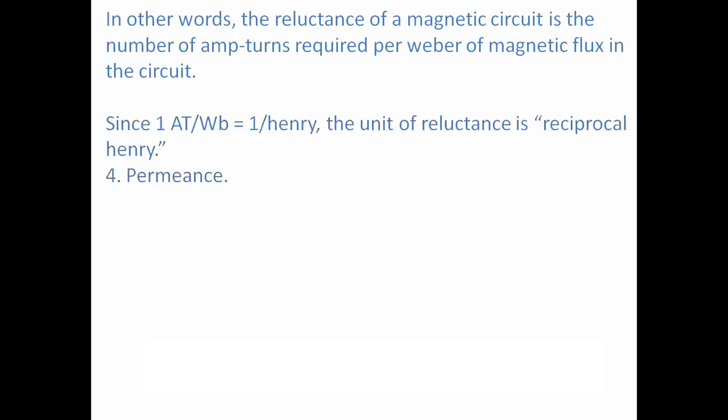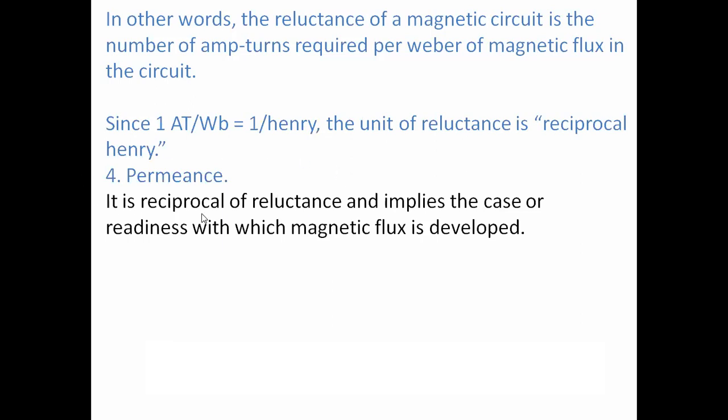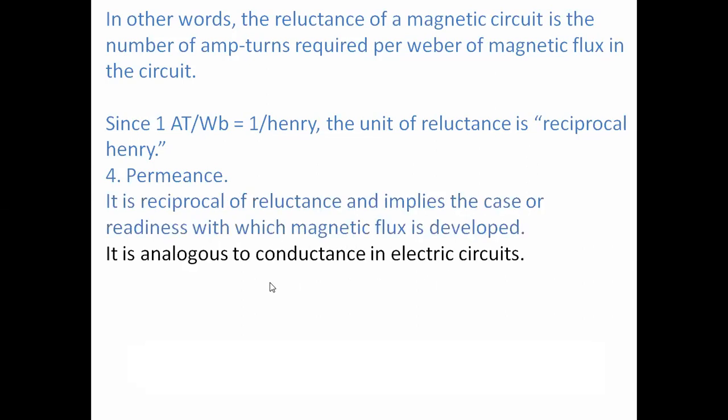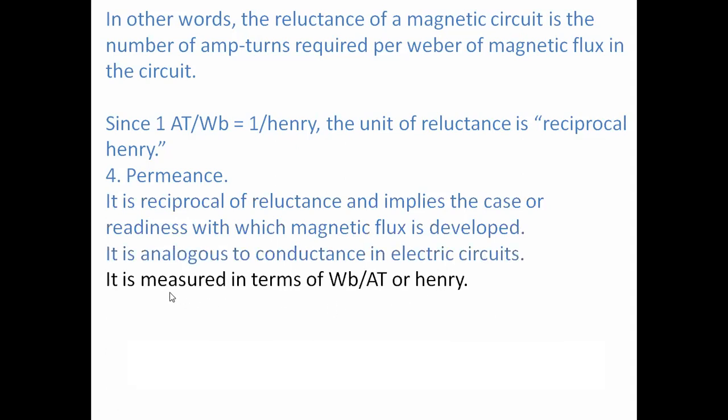And next one, permeance. It is the reciprocal of the reluctance. Permeance is nothing but allowing the creation of the flux. It implies the ease or readiness with which magnetic flux is developed. It is analogous to the conductance of electric circuits and is measured in Webers per ampere turn, or Henrys.